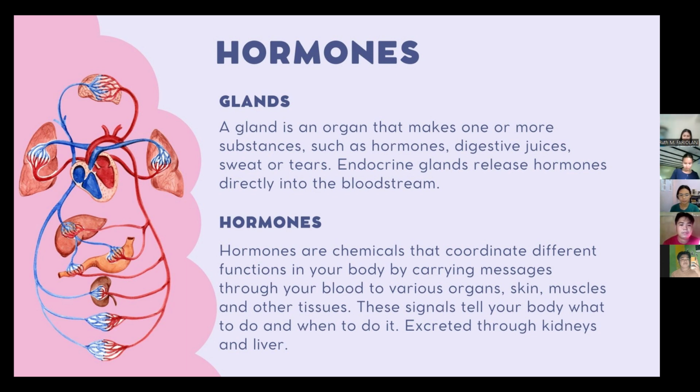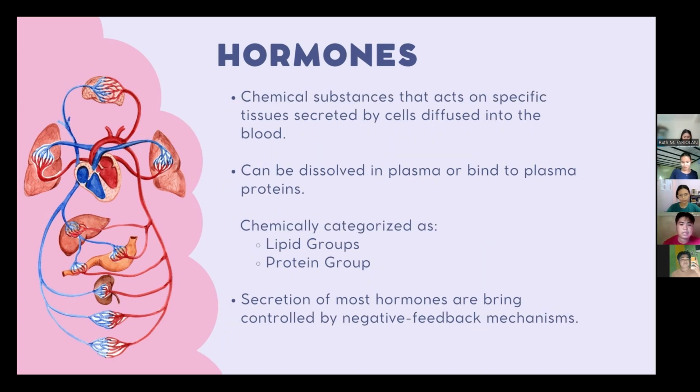Hormones control many different bodily processes, including metabolism, homeostasis, growth and development, sexual function, reproduction, sleep-wake cycle, as well as mood. Hormones are chemical substances that act on specific tissues, secreted by cells and diffused into the blood. They can be dissolved in plasma or bind to plasma proteins.